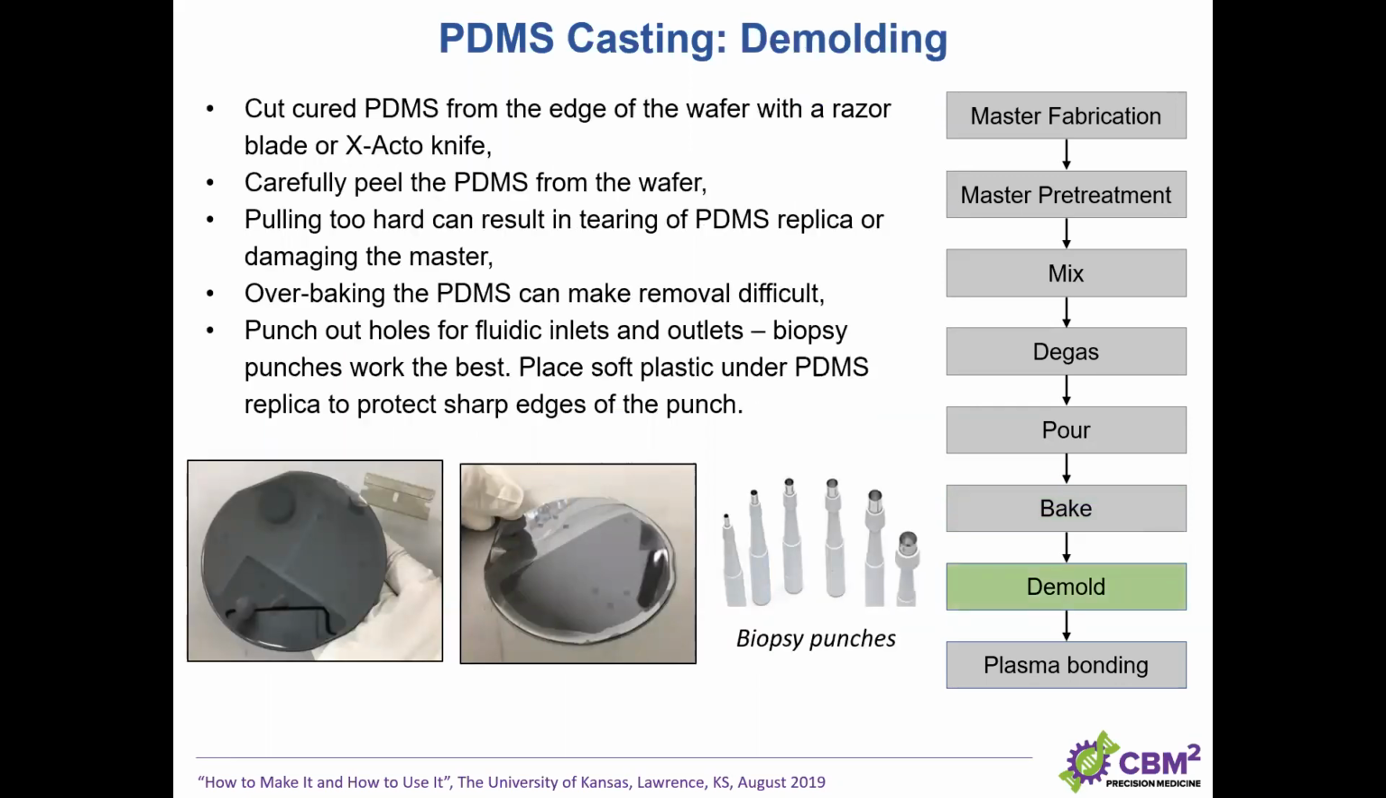What you have to do in the next step is basically use a razor blade, X-Acto knife, or some way of cutting out the master with the PDMS from your Petri dish, then lift it on the edge and very gently pull the whole layer off. To make the inlet and outlet holes, biopsy punches probably work the best because you can get them in different diameters and they give a really clean hole in your device.